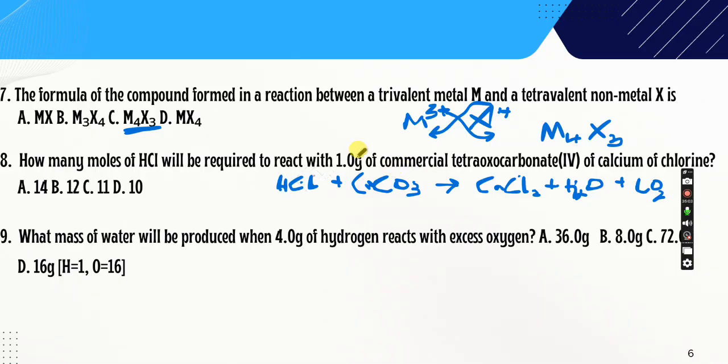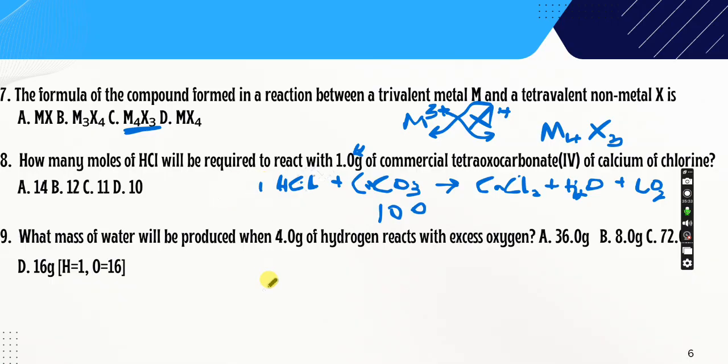No, I think there's a mistake with this question. The question should be 1.0 kilogram of calcium chloride. Yes. So the molar mass of CaCO3 is what? 40 plus 12 plus 48. That's 100, right? So the molar mass of this is 100.